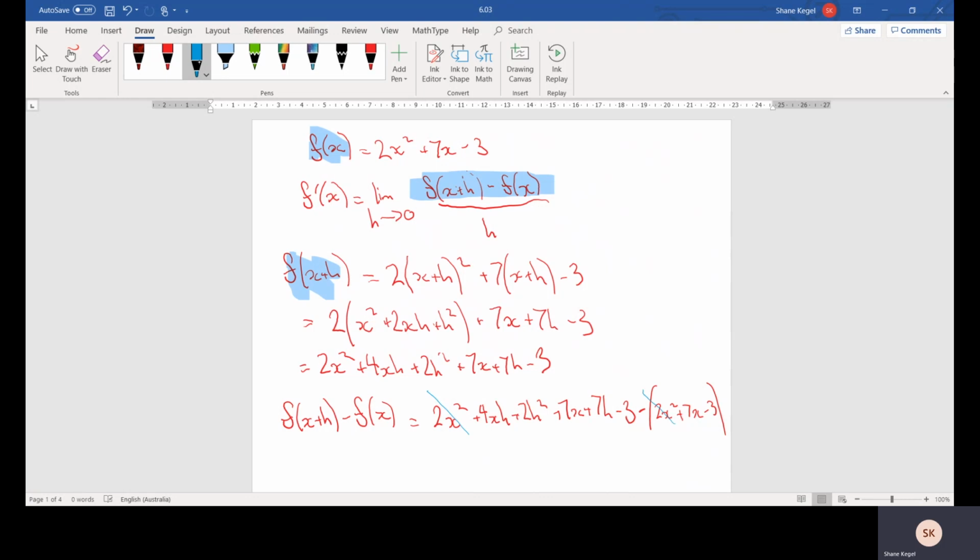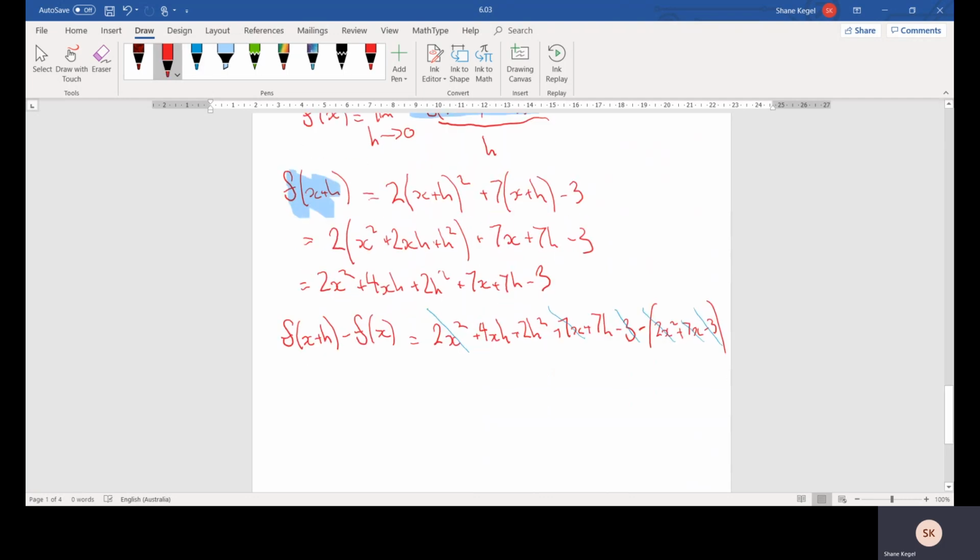Remember that we have to apply the negative to each term in here. I've got 7x here, and I've got a negative 7x here. So they will cancel. When I apply the negative to this negative 3, that becomes positive 3. So my negative 3 and positive 3 will cancel. And that leaves me with 3 terms. So I've got 4xh plus 2h squared plus 7h. And what you'll find when you're doing these is you will cancel out 3 of the original terms over here. So you'll find that that's a bit of a pattern, that they cancel out.